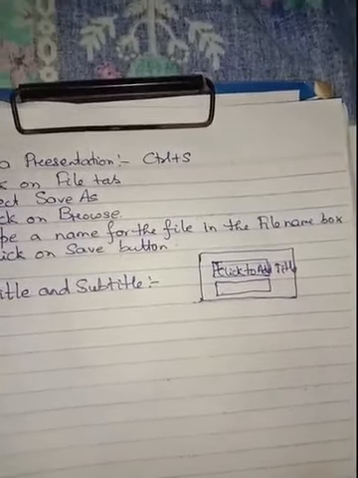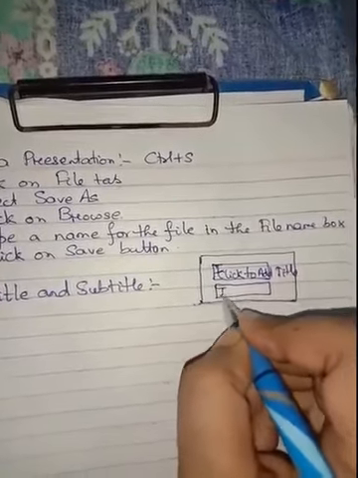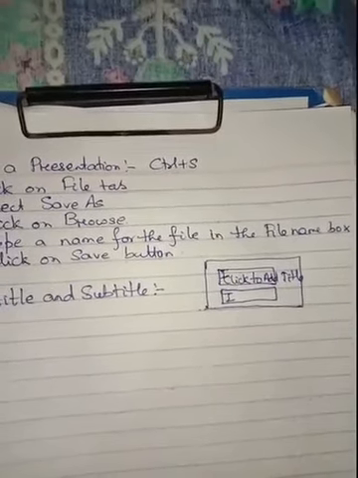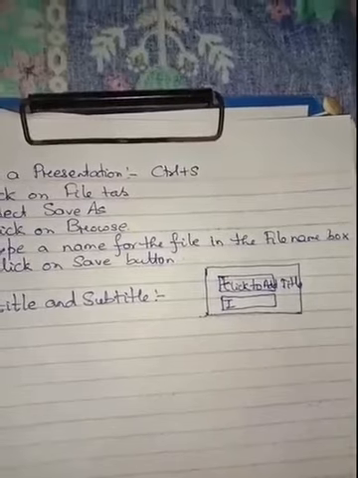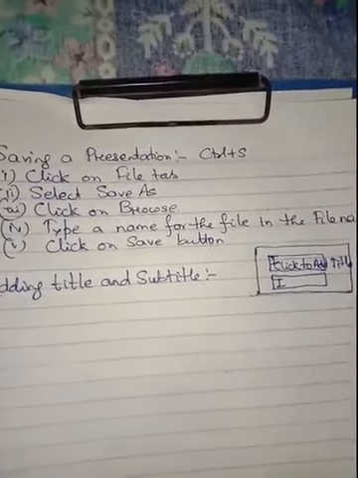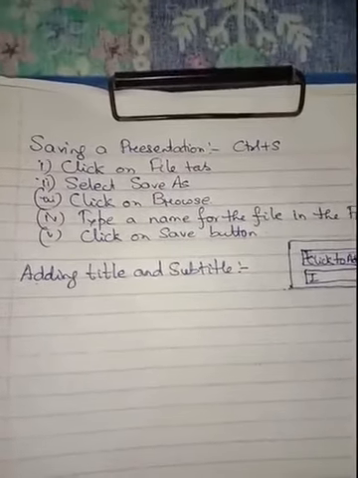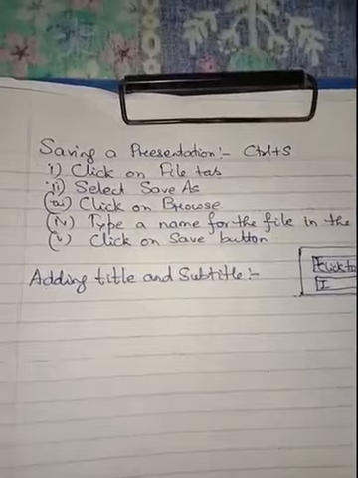And if you want to add something in the subtitle, left click over here with the mouse. Now the cursor will appear over here. You can start typing whatever you want in the subtitle. So in this way you can add title and subtitle. Now the next topic that we are going to discuss is formatting text in a slide.